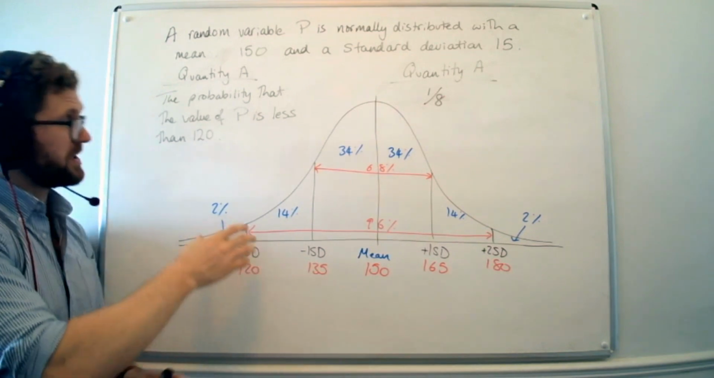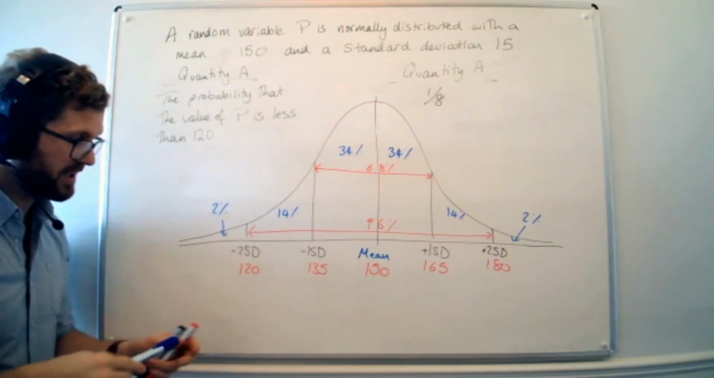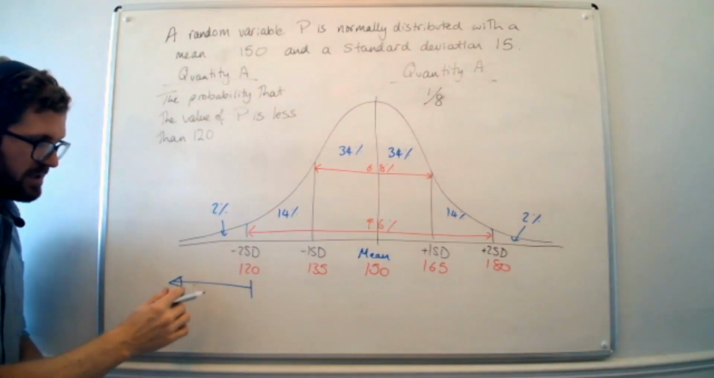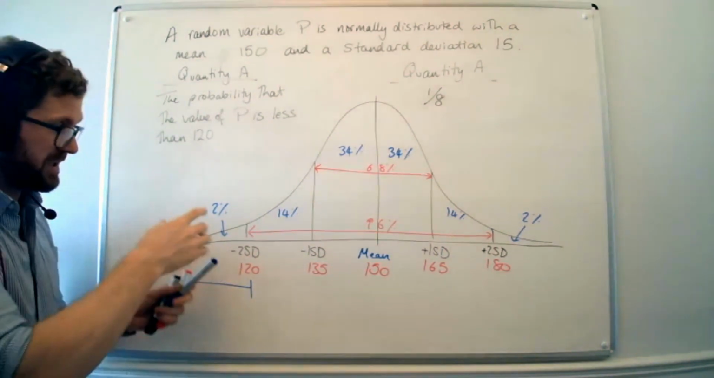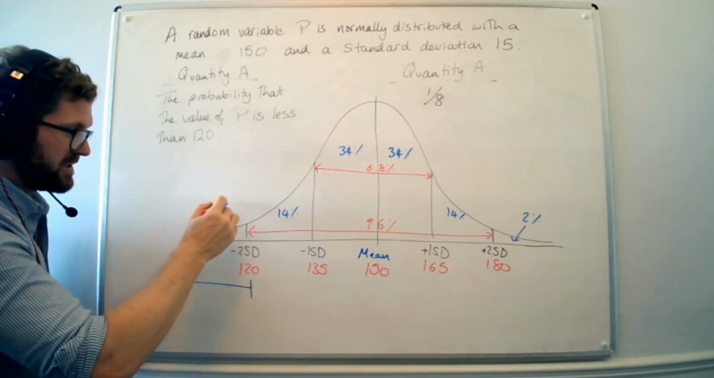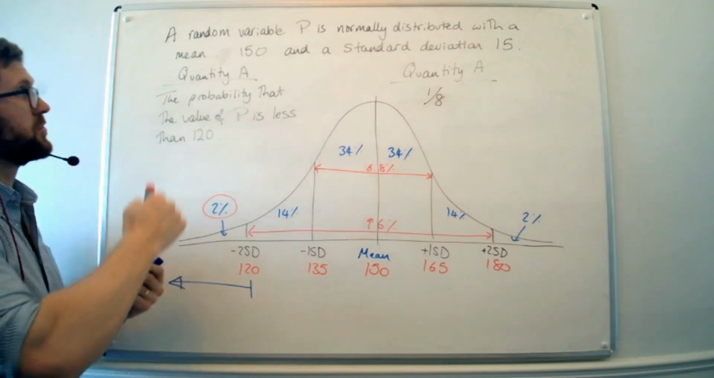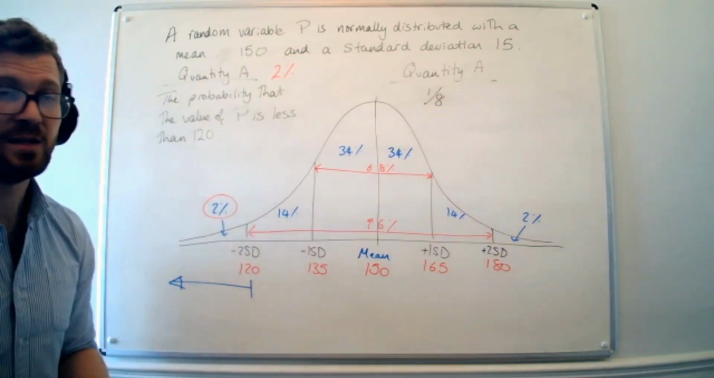So what the question's asking us is the probability that the value of p is less than 120. Or in other words, what's the probability that the value of p is down here, more than two standard deviations below the mean? Well, as we just said, the chance you're more than two standard deviations below the mean is 2%. So with quantity A, I could treat this as a percentage and say that's 2%.